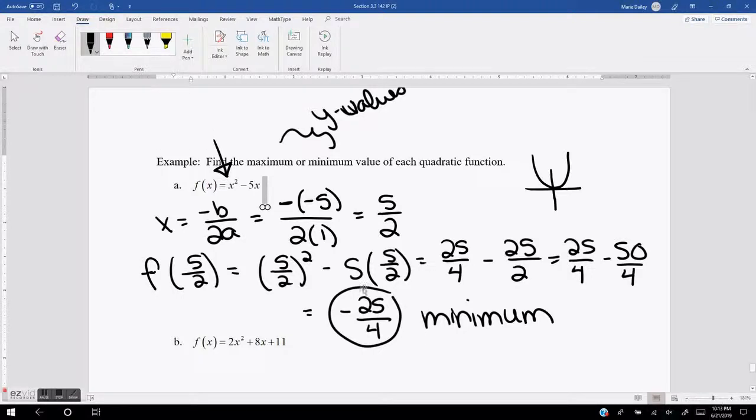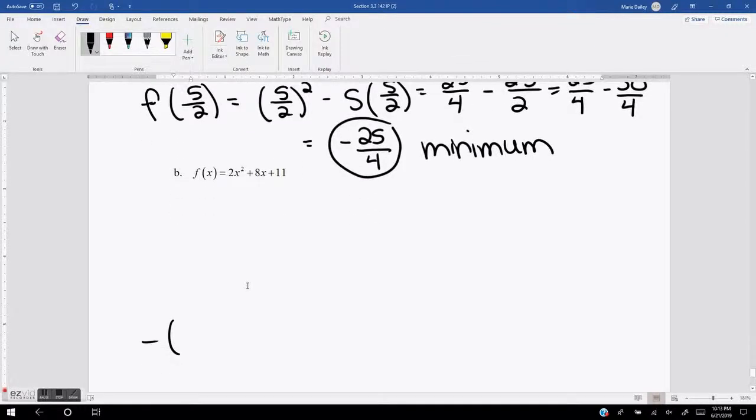Very good. Let's go ahead and take a look at the next one. So in this particular example, I have f of x equals 2x squared plus 8x plus 11. Again, we can put it in the standard form, or we can have some fun and take a look at this and use that formula.